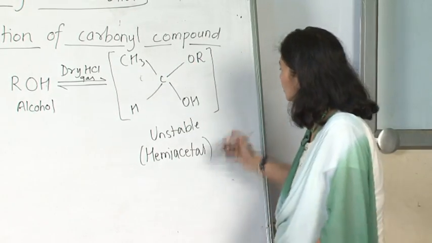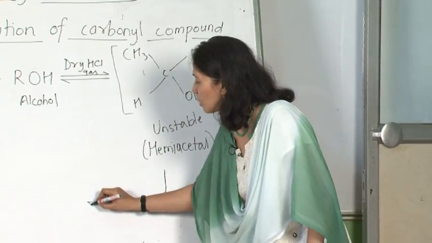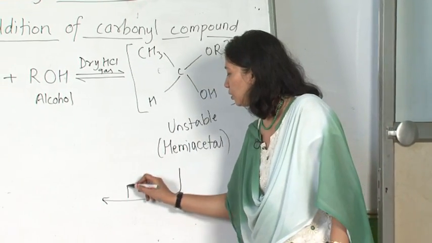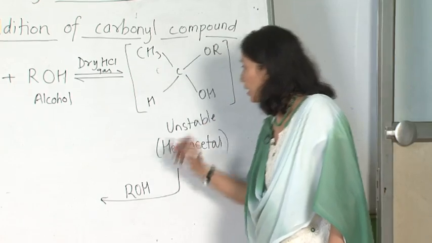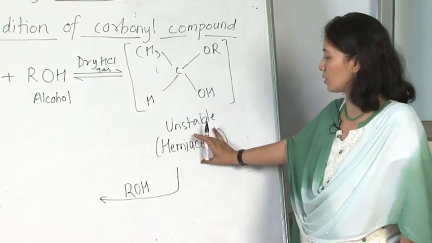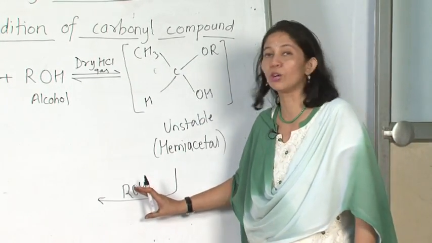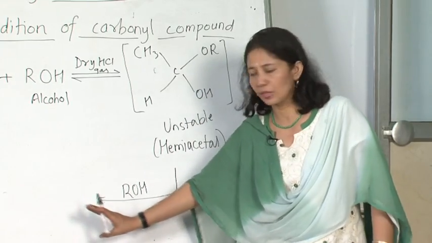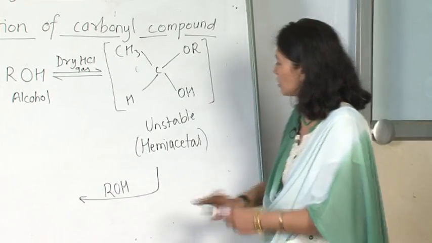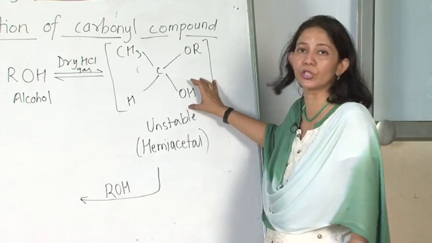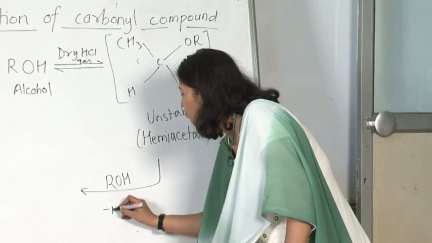Let the reaction further continue, allow the reaction to react with another molecule of alcohol. When I react this unstable hemiacetal with another molecule of alcohol, an elimination is going to take place here. How is the elimination going to take place? This ROH and this OH, I'm going to remove an H2O molecule.